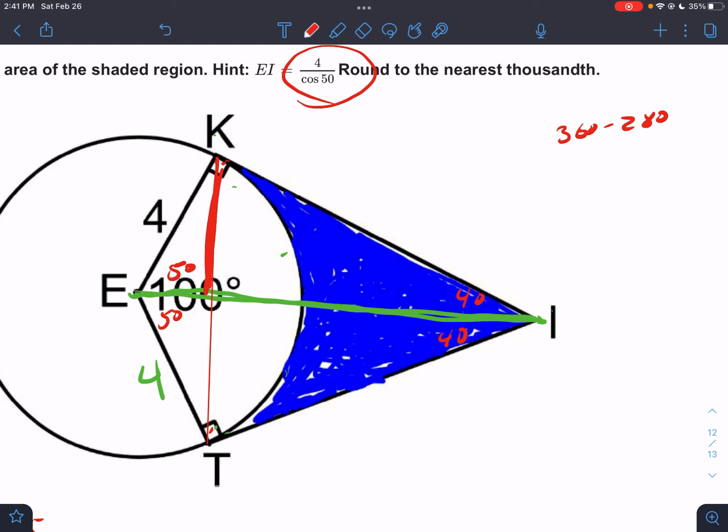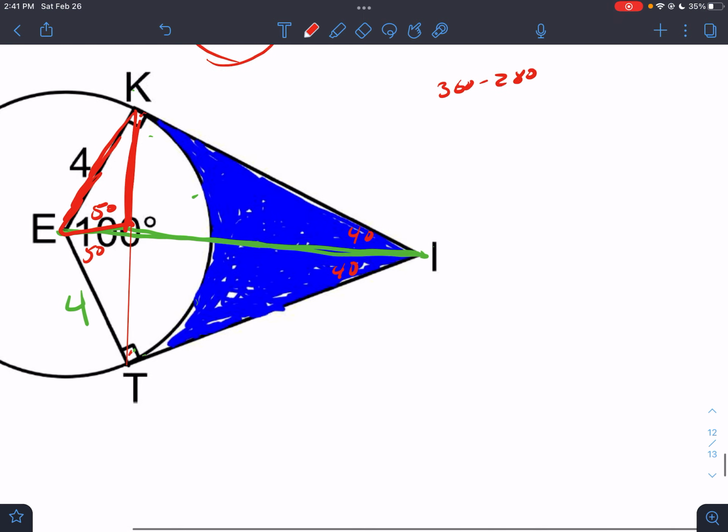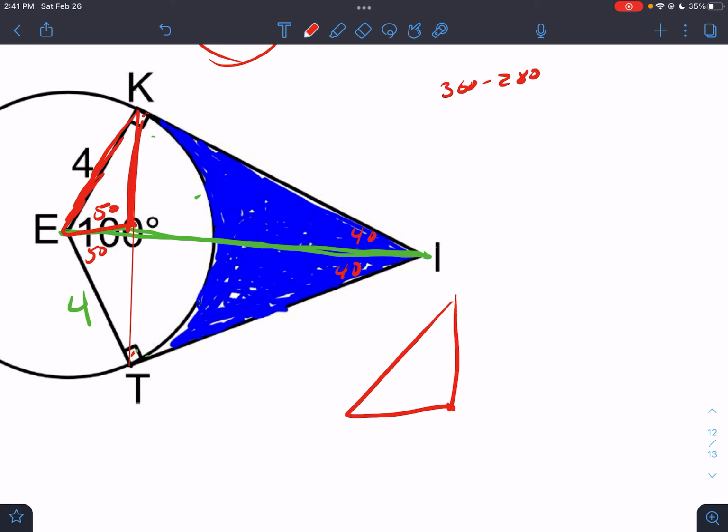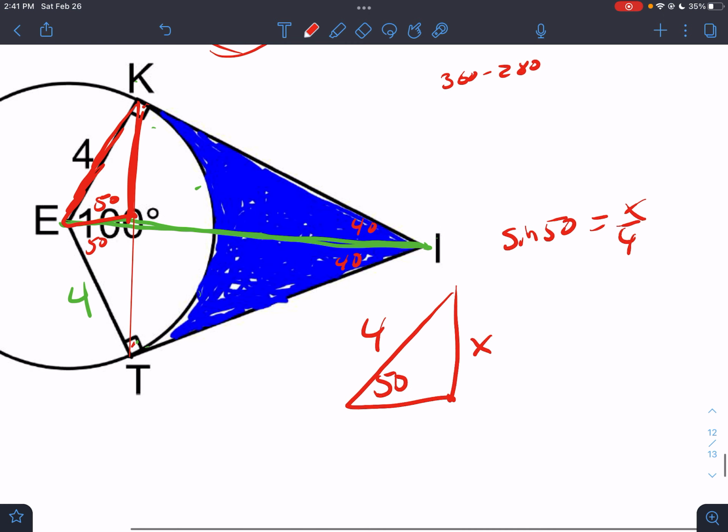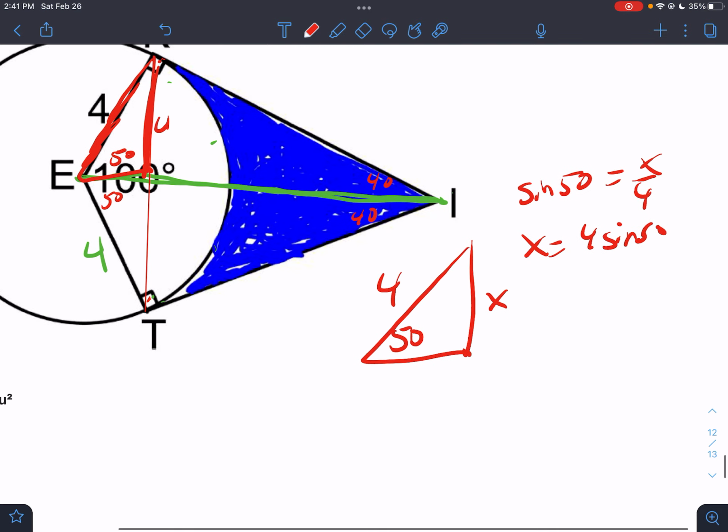So I'm going to get this number. I'm going to work on this small triangle. So I have a right triangle here with a 4 and a 50. I need this side. I'm going to call it x. That's going to be the sine of 50 equals x over 4. So x equals 4 sine 50. Now that's half the diagonal.